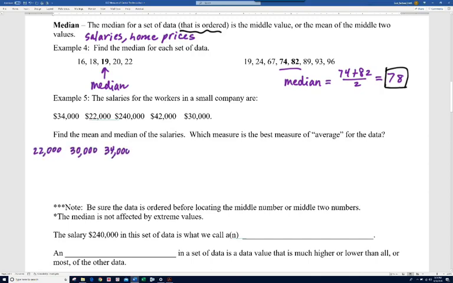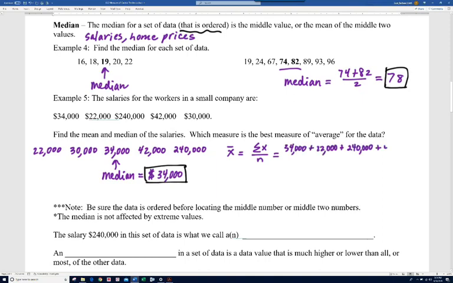So first of all, I'm going to put these in order. And the middle value is the 34,000, and so that's our median. And then we have to find the mean, so that's x bar equals the sum of the data divided by the number of data. And so that'll be this sum here divided by 5, and you get 73,600. So this is the mean. And I didn't write that down. Let me go ahead and put that in there.